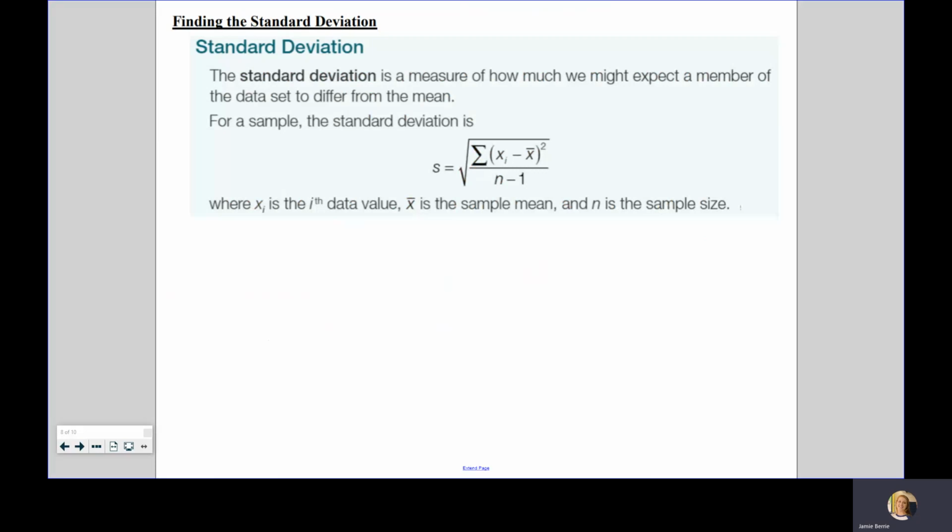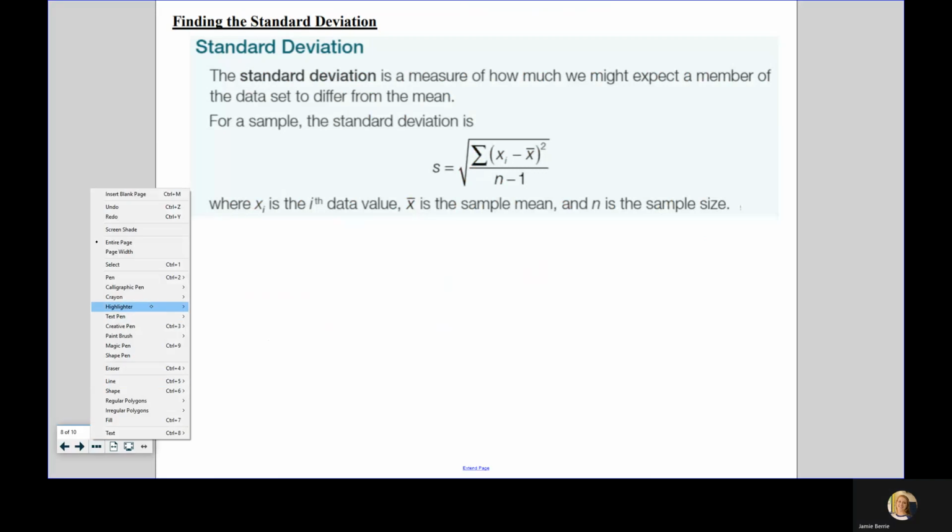All right, so I told you guys there's a little table that you can make that makes calculating the standard deviation a whole lot easier. So I'm going to draw that little table for you. All right, so let's make a little table. See if I can make one on here.